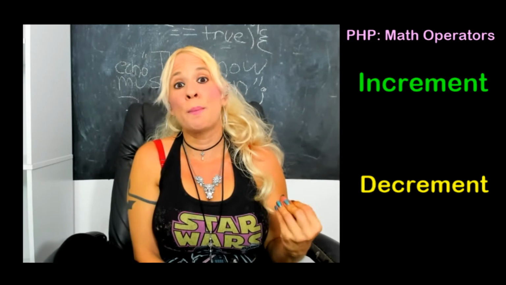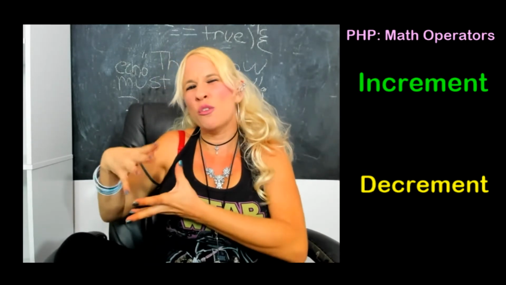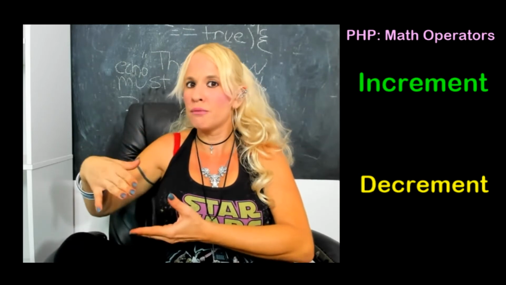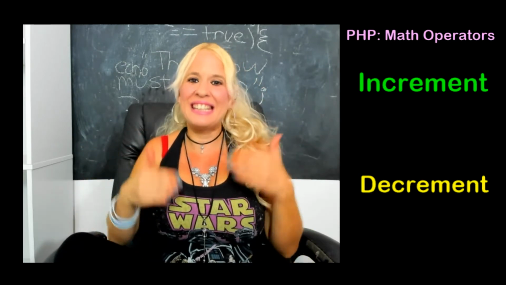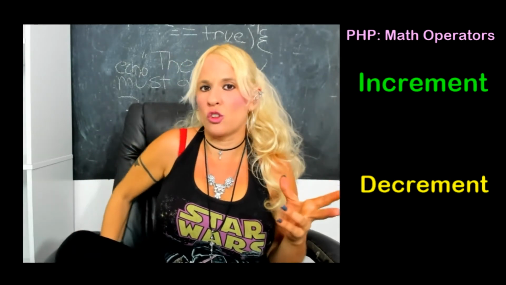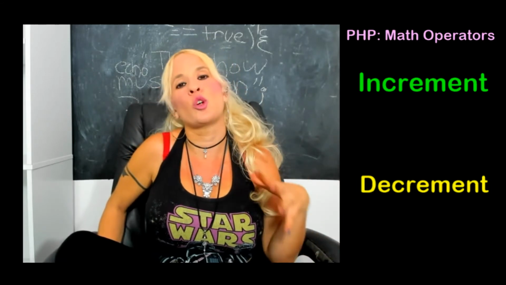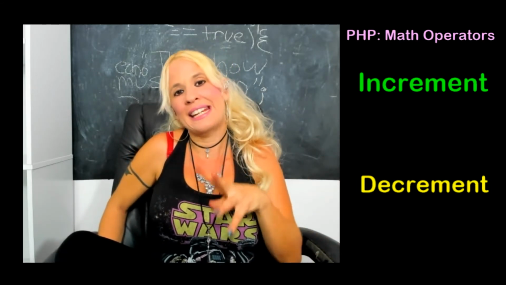I'm Commander Candy. So next we're going to do increment and decrement. What increment does is it's going to increase the value of a variable by 1. Decrement is going to decrease the variable by 1. Now there's two types of each. There's pre-decrement and increment, and then there's also post-increment and decrement.